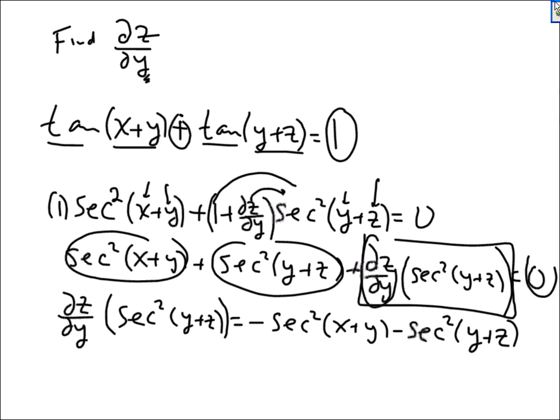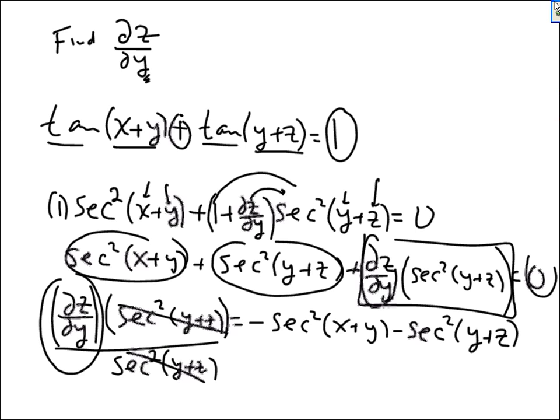And then divide by how many partial z's with respect to partial y's you have. Divide the left side by secant squared of y plus z, just to cancel it out. And then the left side is just what they're asking you to solve for. Before you forget, do the same thing to the right side. And there's your answer.